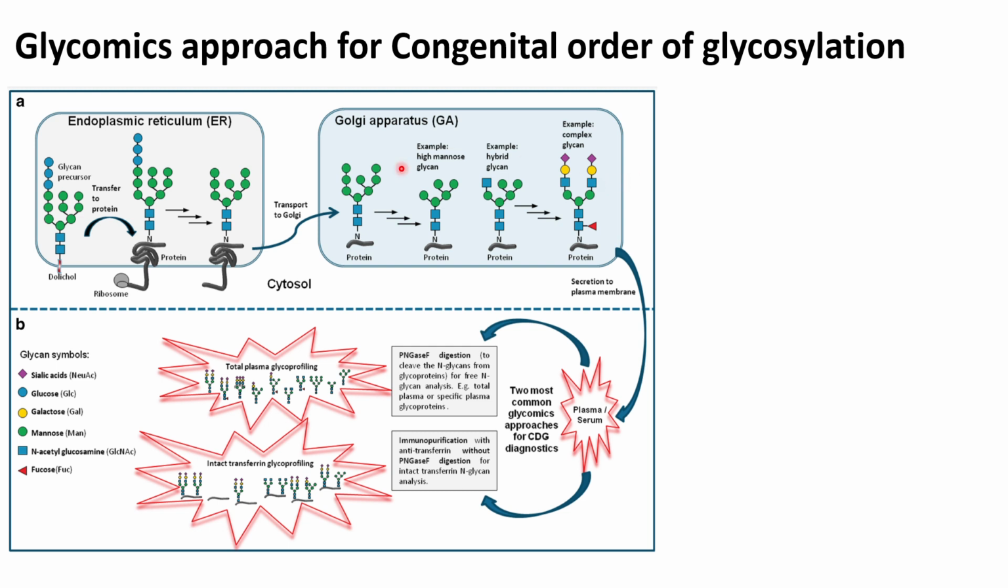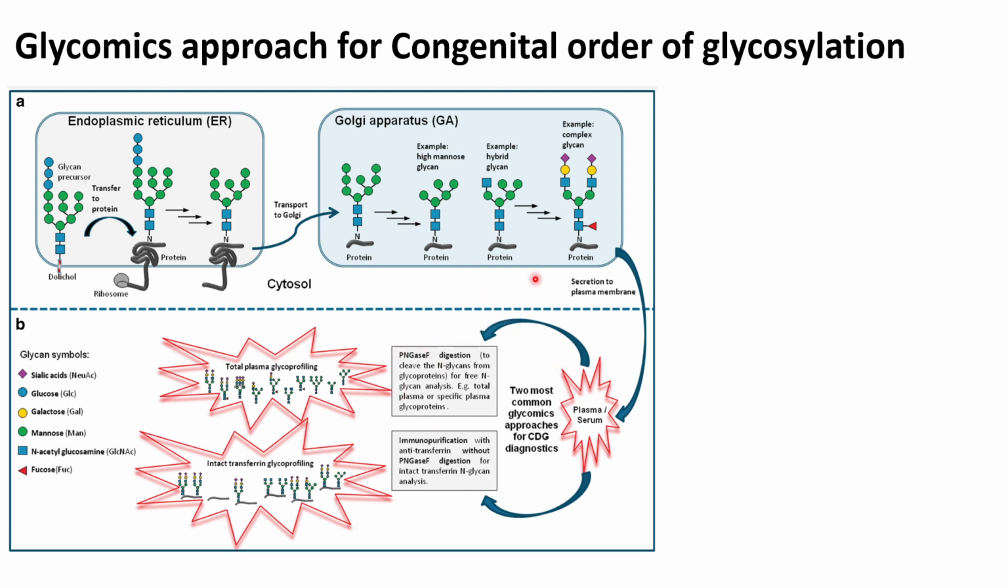In the case of congenital disorders of glycosylation, if any of the processes gets disrupted, that might lead to a different glycosylation profile, and this needs to be identified by some kind of experimental techniques. There are two different experimental techniques available to identify the change in glycan profiles. One of them is to use PNGase.